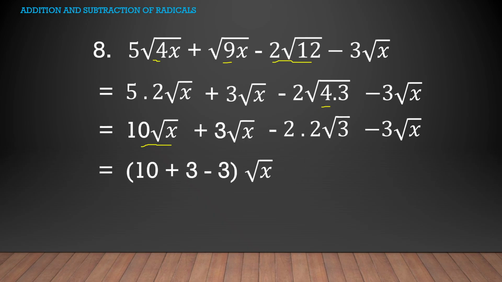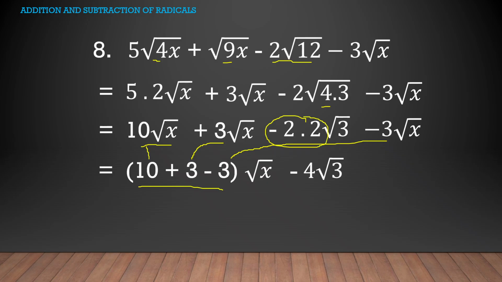So we have to combine this square root of x. So we have 10 come from here. So we have 3 come from 3 square root of x. And minus 3 come from minus 3 square root of x. And then the radicand is square root of x. And then minus 2 times 2, this one is 2 times 2 is 4 square root of 3.